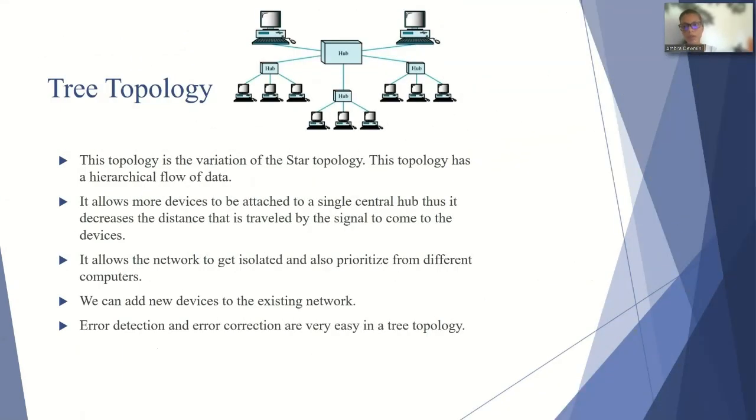Tree topology. This tree topology is a variation of star topology. This topology has a hierarchical flow of data. It allows more devices to be attached to a single central hub, thus it decreases the distance that is traveled by the signal to come to the devices. It allows the network to be isolated and also prioritized from different computers. We can add new devices to the existing network. Error detection and error correction are very easy in a tree topology.